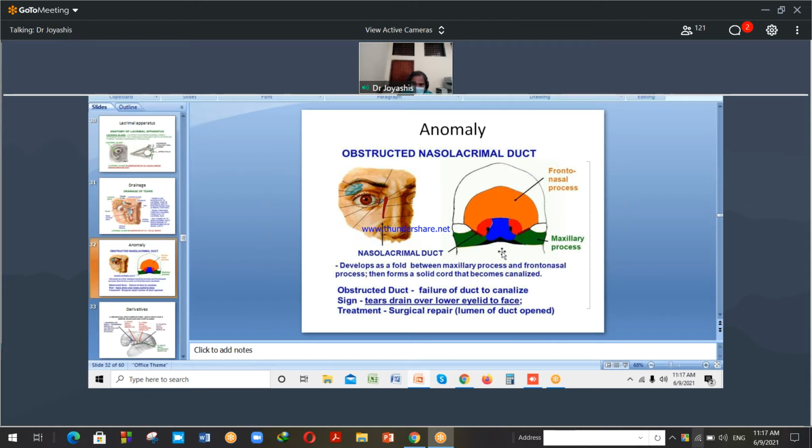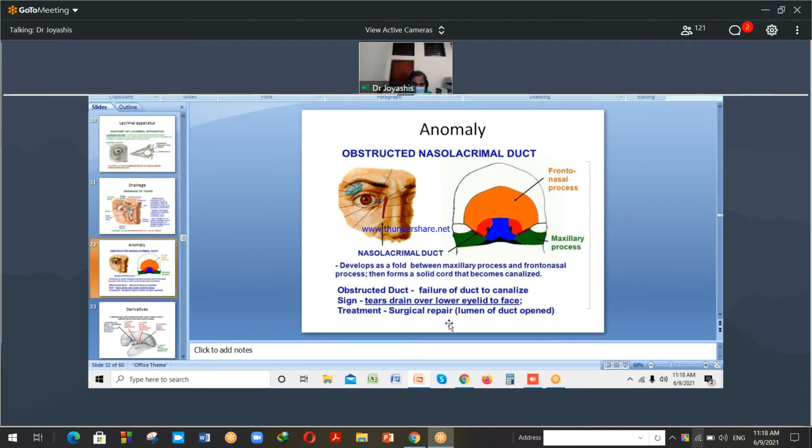Then if there is any obstruction, that is, if the duct fails to canalize, then there may be nasolacrimal duct obstruction, which causes tears to drain over the lower eyelid to the face. And sometimes there is a bacterial infection, which is called dacryocystitis. Dacryocystitis means infection of the nasolacrimal duct due to any obstruction in the nasolacrimal duct, and this needs surgical treatment.